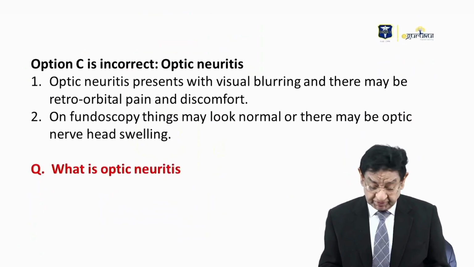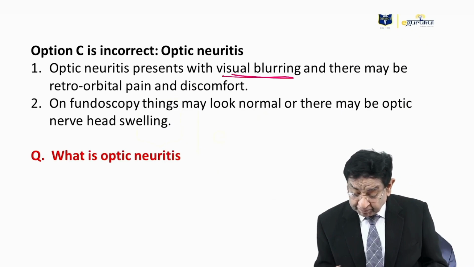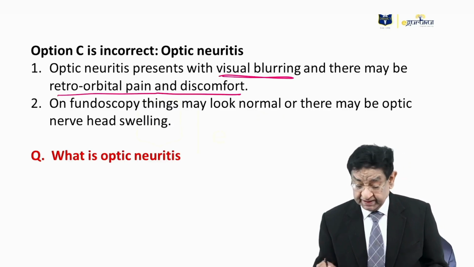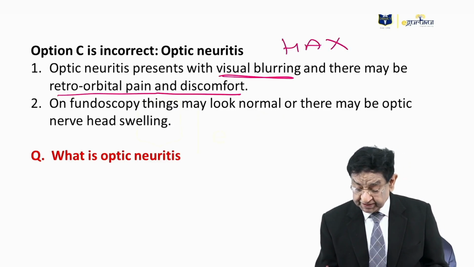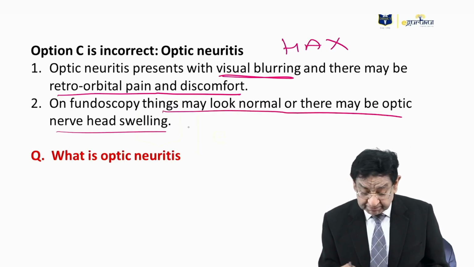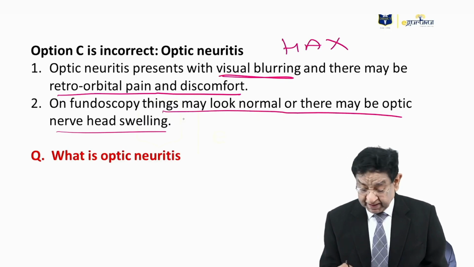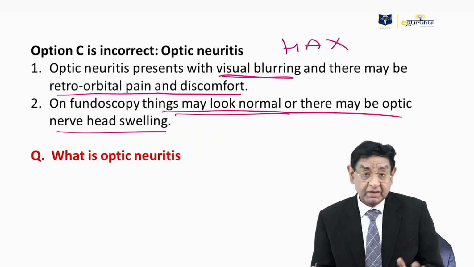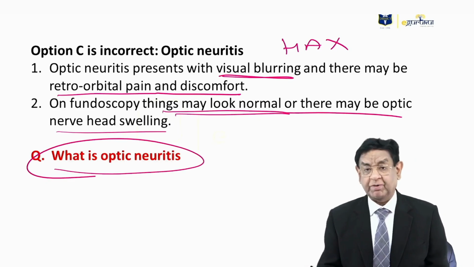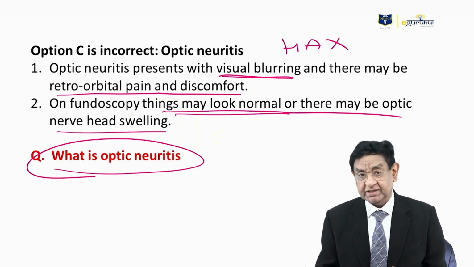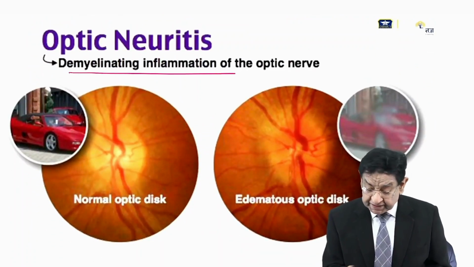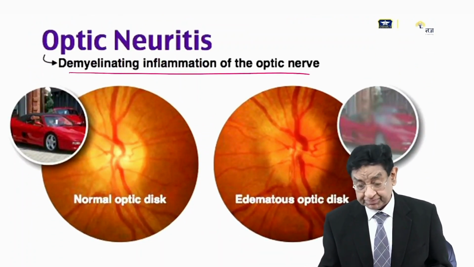Optic neuritis is one more option. It presents with visual blurring, and there may be retrobulbar pain and discomfort. Headache is not a feature here also. Funduscopy may look normal, or there may be some nerve head swelling, but by and large they look normal. Again, a question for you. Stop the video, write down the answer. What is the actual meaning of optic neuritis? Write down the answer in your copy. Well, it is a demyelination of the optic nerve.